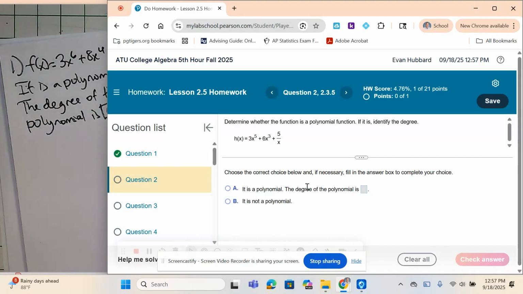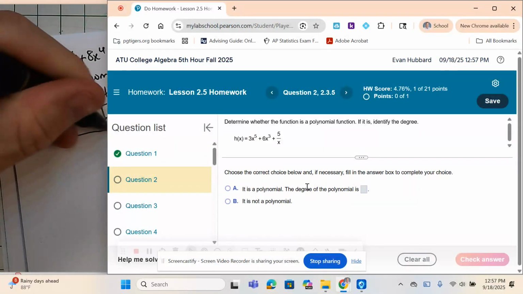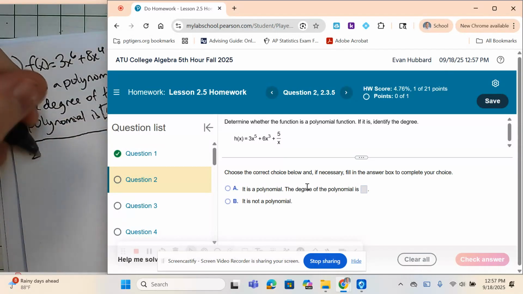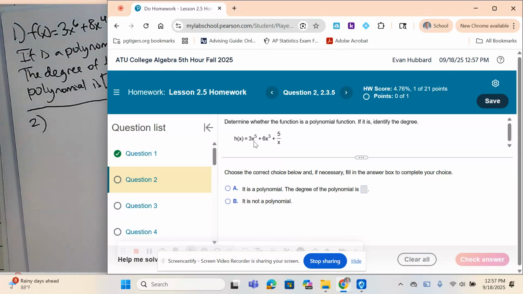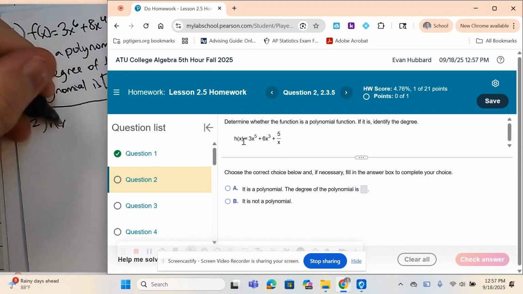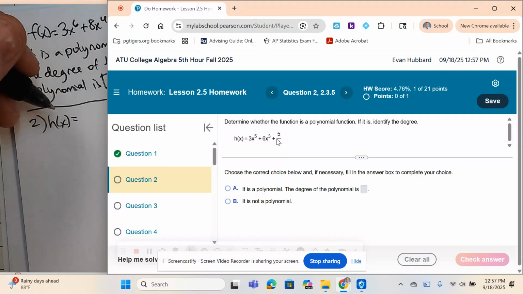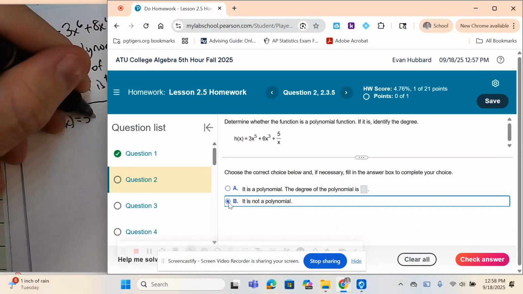Is this a polynomial? Well, the problem here is that 5 divided by x, we have to have positive exponents. This right here is the problem. This is not going to be a polynomial. This 5 divided by x is a problem. So this is not going to be a polynomial. Let me write it down.